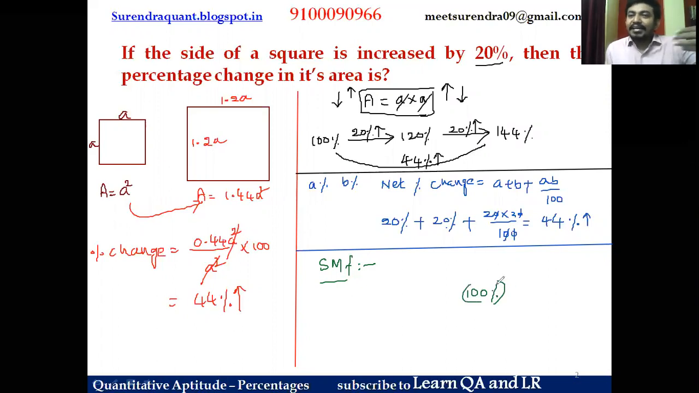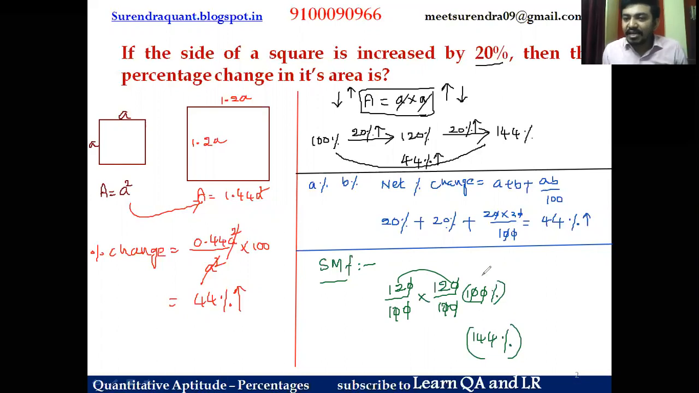If the side increases by 20%, the new area is 120%. But there is a second dimension in the square formula. Again, a 20% increase makes it 120%. So the zeros get cancelled, 12 into 12, 144% is the later area. Friends, we started with 100 and we ended with 144.